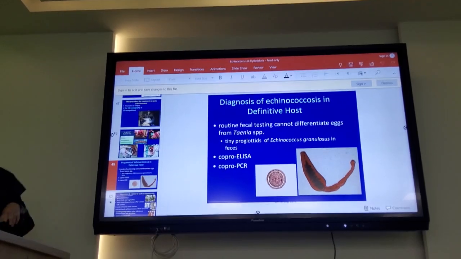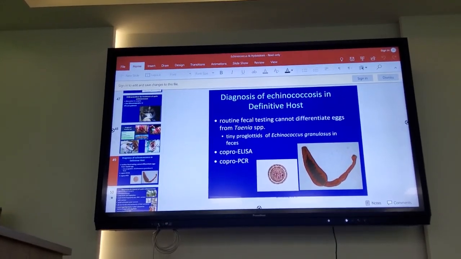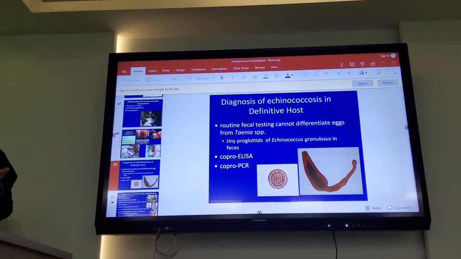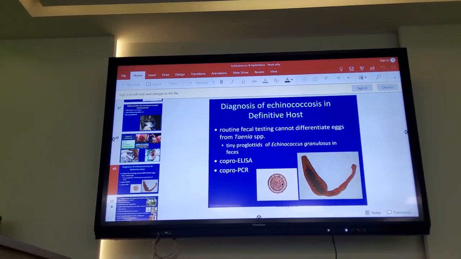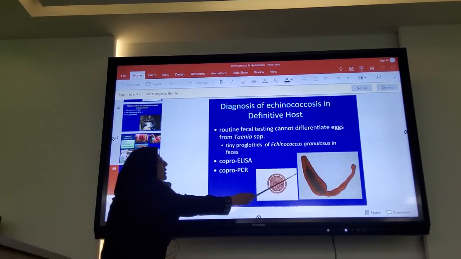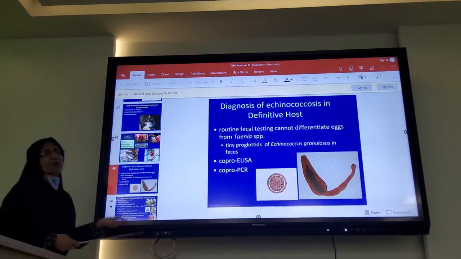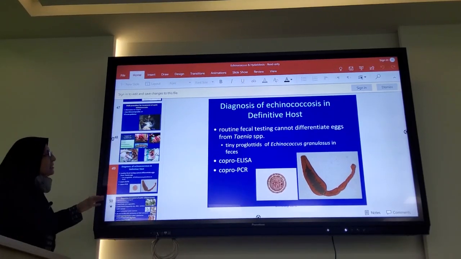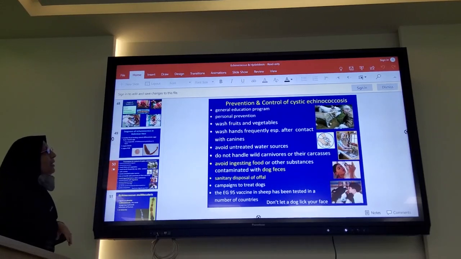Somebody may have a dog and be concerned whether the dog is infected, because the parasites live in the intestine. The diagnosis is very easy: finding the egg or the proglottid in the stool. Although ELISA and PCR are used, it is mostly for molecular analysis.